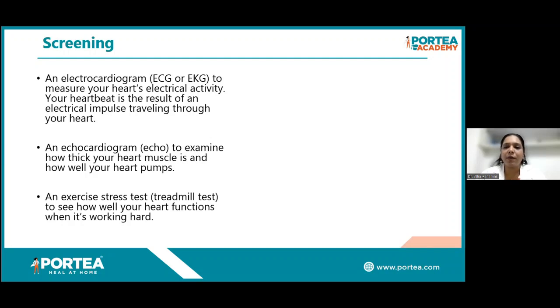But I usually advise diabetic patients after 50 years, whenever you get your annual blood check done, please get an ECG also done. That will be a kind of screening procedure for you, so the doctor can predict what is going to happen.